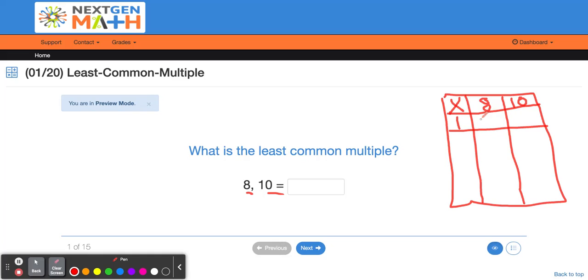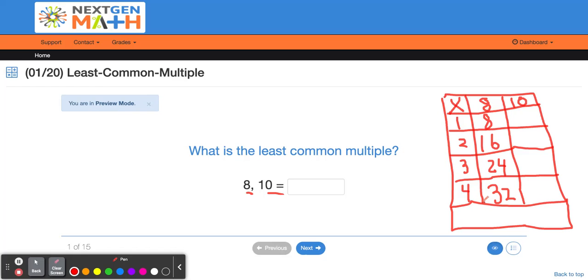8 times 1 equals 8. 8 times 2 equals 16. 8 times 3 will give us 24. 8 times 4 will give us 32. And I'm going to do one more. 8 times 5 will give us 40. And I'll put it right here.